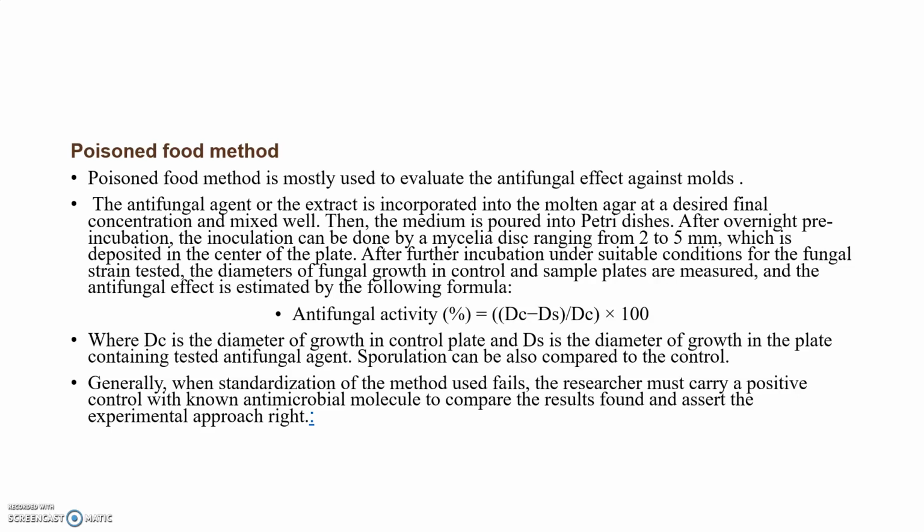Here dc is the diameter of the growth in the control, and ds is the diameter of the growth in the plate containing the tested antifungal agents. The sporulation can also be compared using this control. If standardization of the method fails, the researcher must carry a positive control with a non-antimicrobial molecule to compare the results.